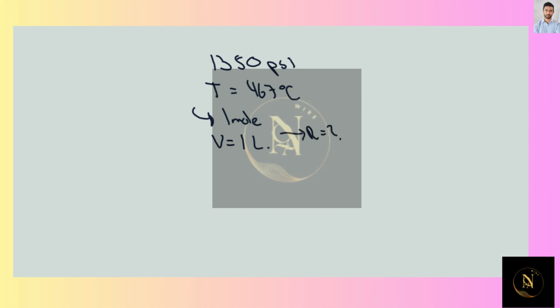So in this case, first of all, we need to convert the pressure from psi into atmospheres. We know that 1 psi is equal to 0.068 atmospheres. So the result that we would get would be equal to 91.8 atmospheres. And the temperature in Kelvin, we simply need to add the value of 273. So 467 degrees Celsius would correspond to 740 Kelvin.